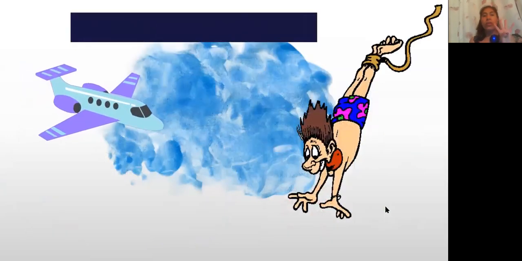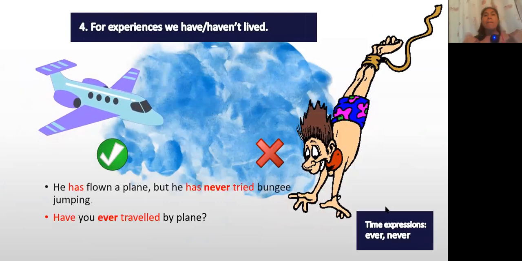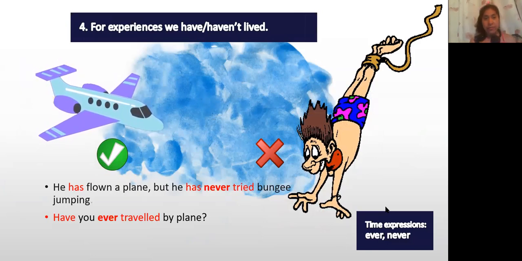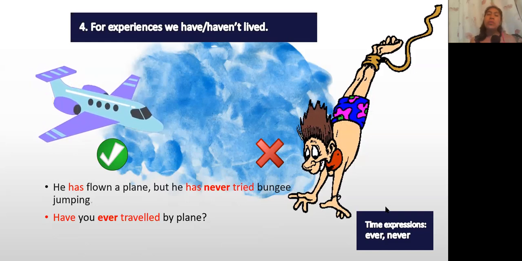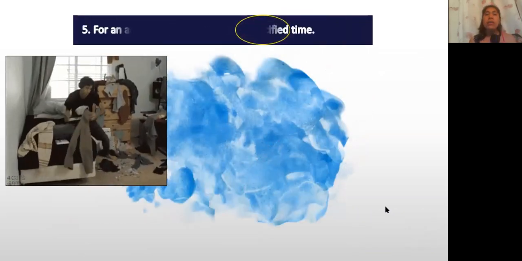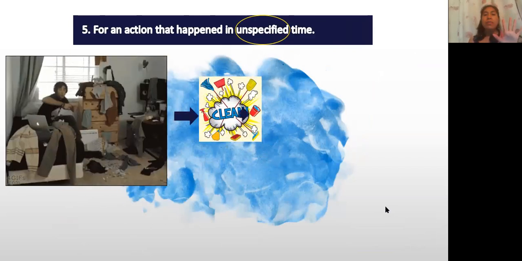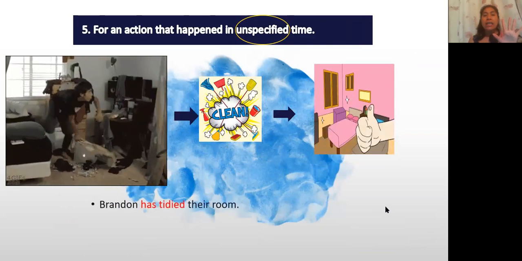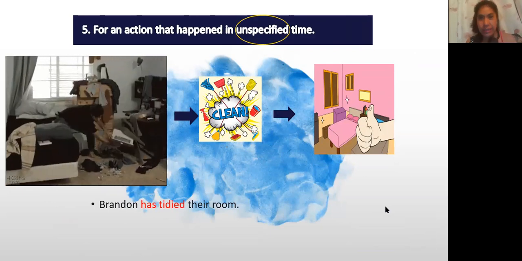Okay, what about the fourth use of present perfect? We use the present perfect to express experience in my life. Like the example, have you ever traveled by plane? So when we talk about experience, we use expressions like ever, or if it is negative, never. And finally, the use number 5. We use the present perfect to express that an action happened, but we never say when.